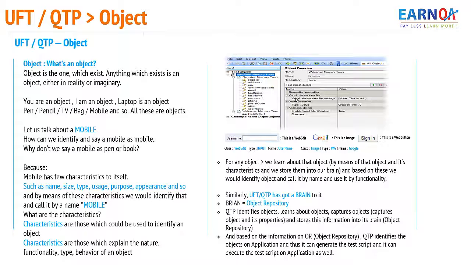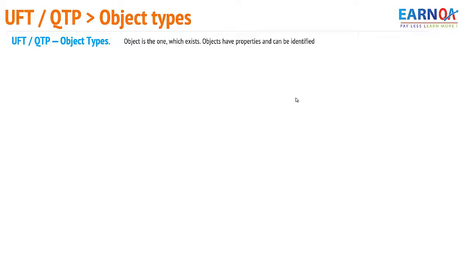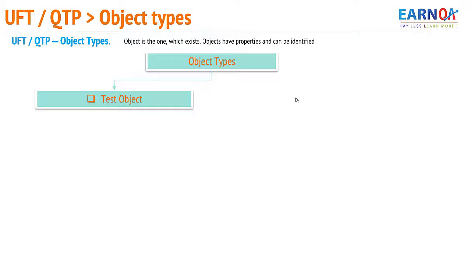So that is the agenda. Now we know what an object is and how QTP knows to identify the object. QTP knows to identify the object because it has a brain called object repository. Let's go and see the next one: how many object types do we have? Basically, there are two types. One is the test object. The second one is the runtime object.